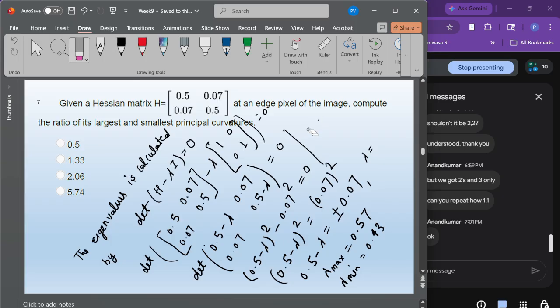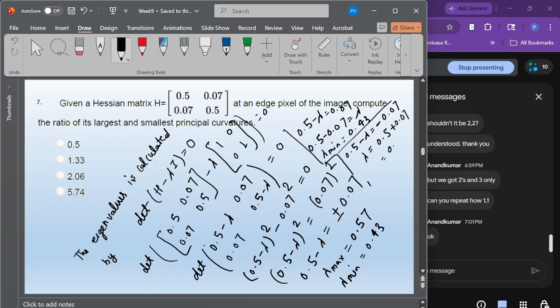Just take once a positive value. So 0.5 minus lambda is equal to 0.07. That means once take a positive value. So 0.5 minus 0.07 is equal to lambda. So here you will get lambda min is equal to 0.43. Similarly, for the next value, take 0.5 minus lambda is equal to minus 0.07. So lambda here you will get 0.5 plus 0.07, so 0.57, right? Is it fine how we are calculating? Here we get lambda max.